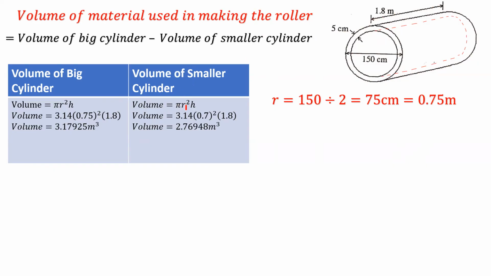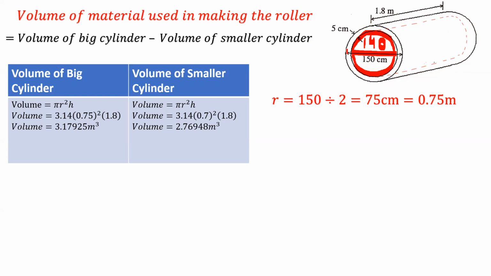Now we want the volume of the smaller cylinder. Pi is going to remain the same, but the radius is not the same. We want the volume of this particular smaller cylinder, so we're using this smaller circle right there. What is the diameter of the smaller circle? It's not going to be 150. It's going to be 140. How do I know? Because I know that this side is 5, and this side is 5. So add 5 and 5, that's 10.